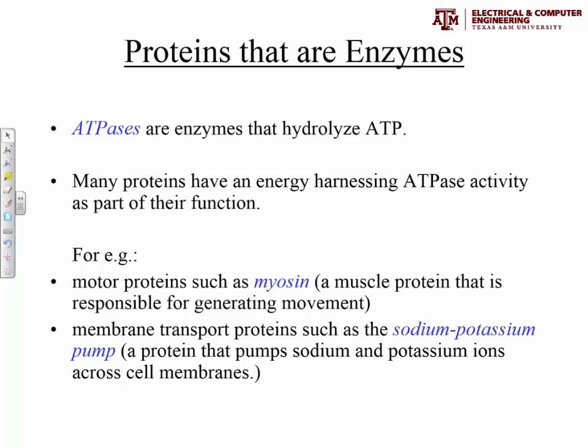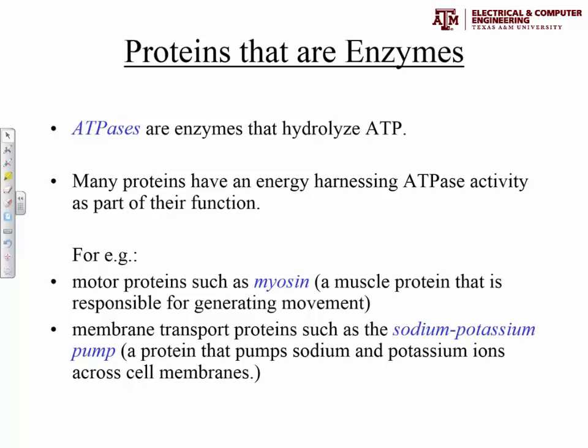Where is it going to get that energy from? By hydrolyzing ATP, right? So that enzyme will be called an ATPase. For example, motor proteins such as myosin. This is the protein that allows you to move. Your muscles, all the muscle cells, have to fire together. They have to use up ATP, produce the energy, and that's how you and I can move. So an example of an ATPase is myosin, a muscle protein that is responsible for generating movement.